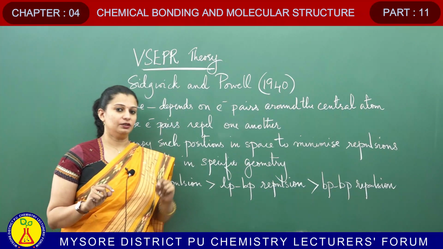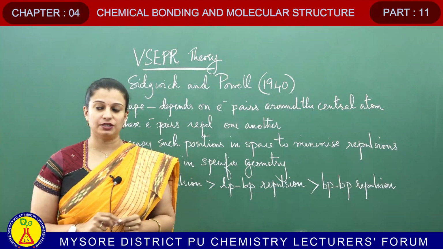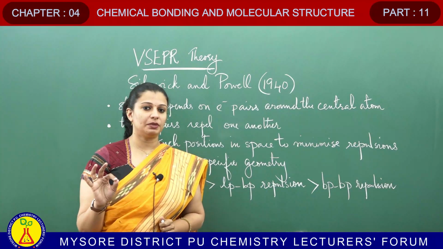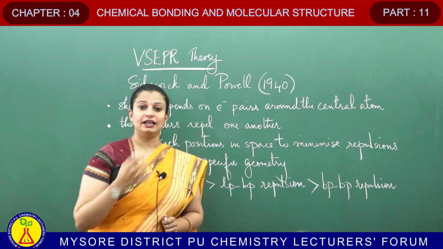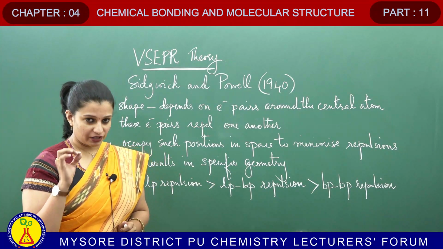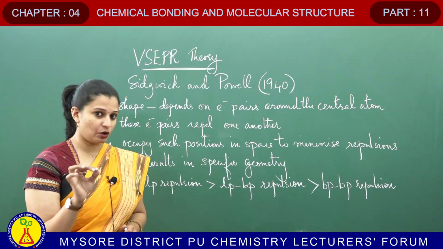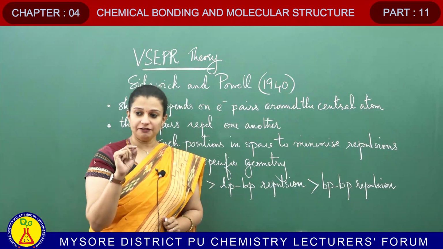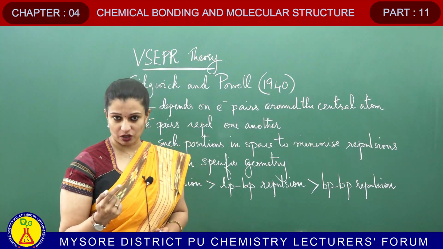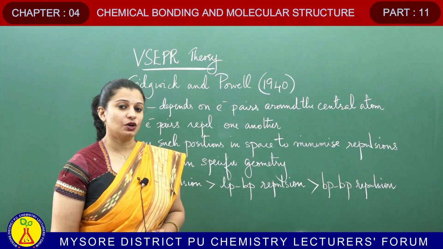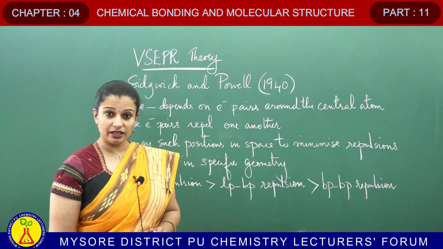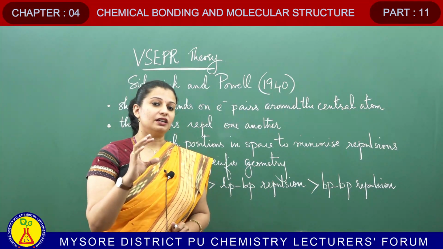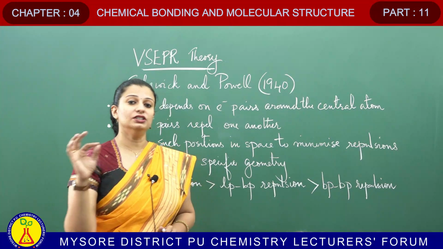Now one more thing I would like you all to remember, two terms I would like to introduce. Where there are no lone pairs in the molecule, only bond pairs, we can consider that as regular geometry, whereas if there are lone pairs along with the bond pairs, that geometry we are going to call distorted geometry. Why? Because when a lone pair is there, the bond angles will get distorted.